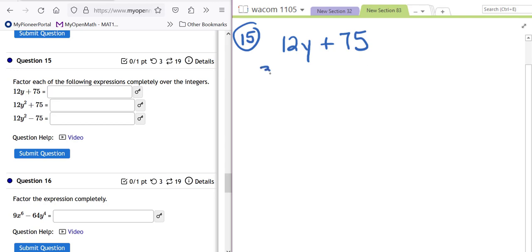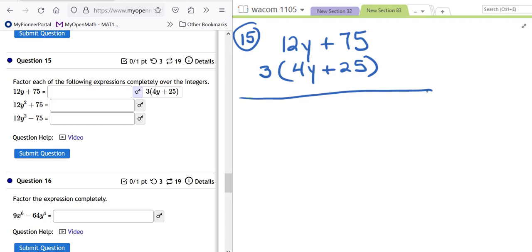And so you'll take it out. Remember, one set of parentheses. That gives 4y plus, and 3 into 75 goes 25, right? And that's all you can do to it. It's not squares, it's not a 2 here, and it's not minus, so you can't do difference of squares. So that's all you can do. So that is the first one on there.